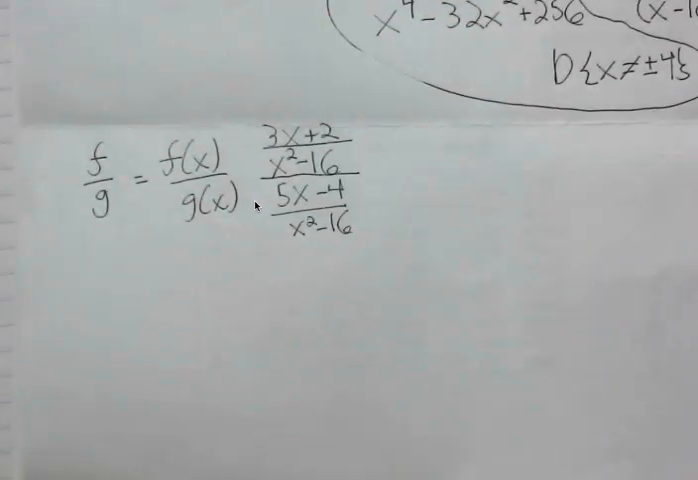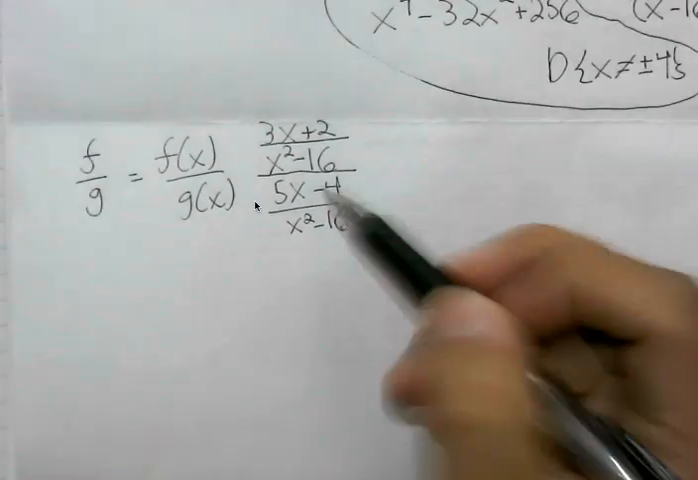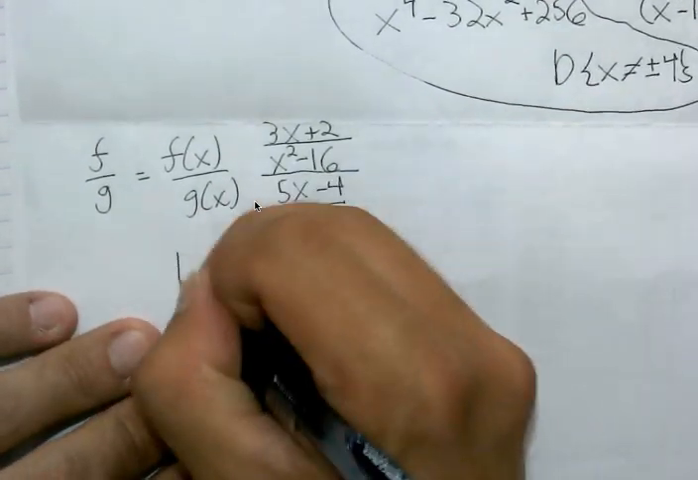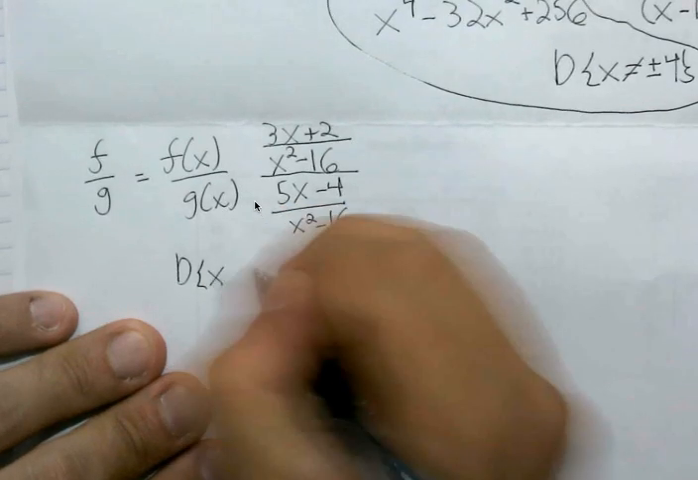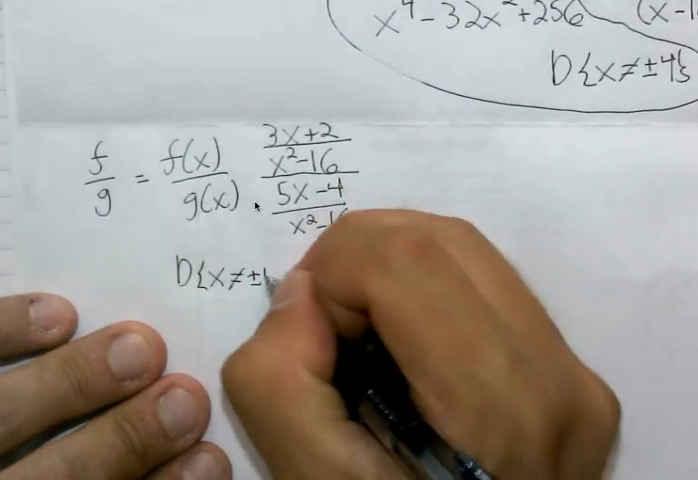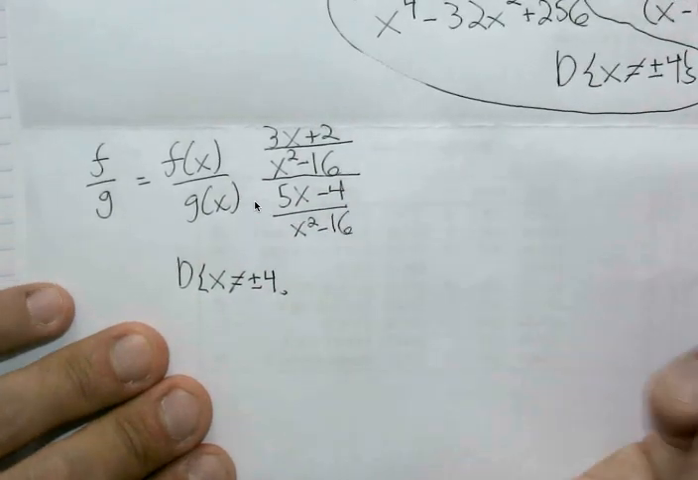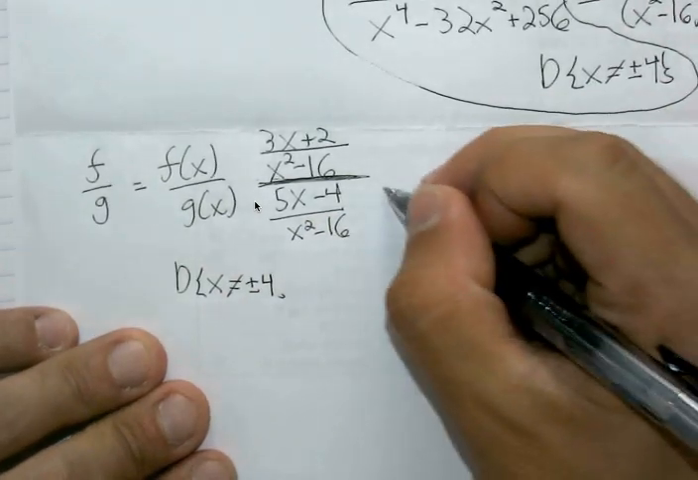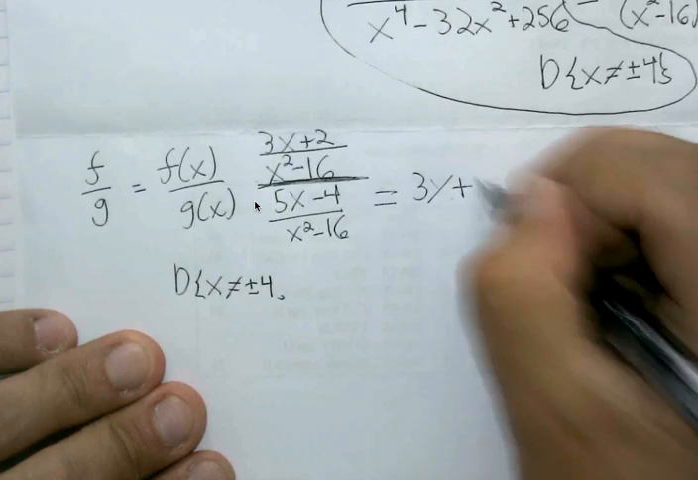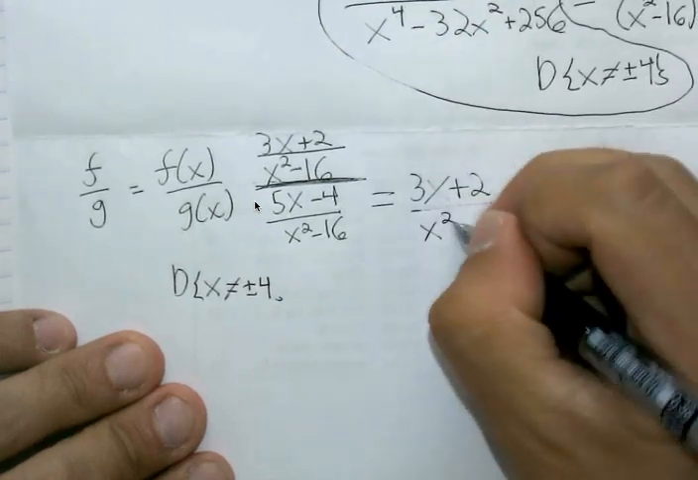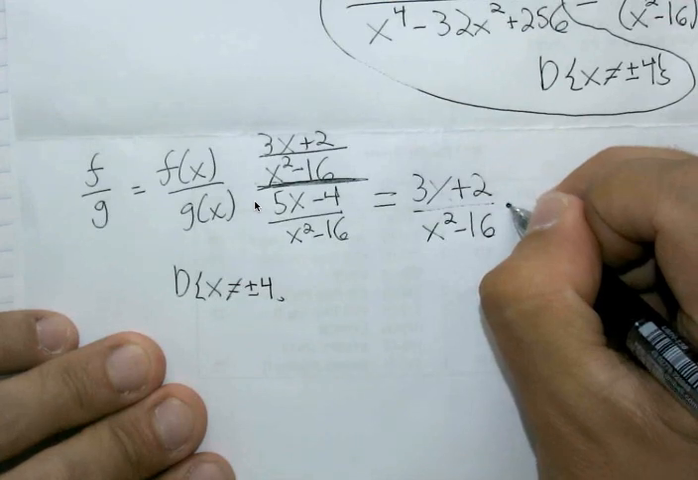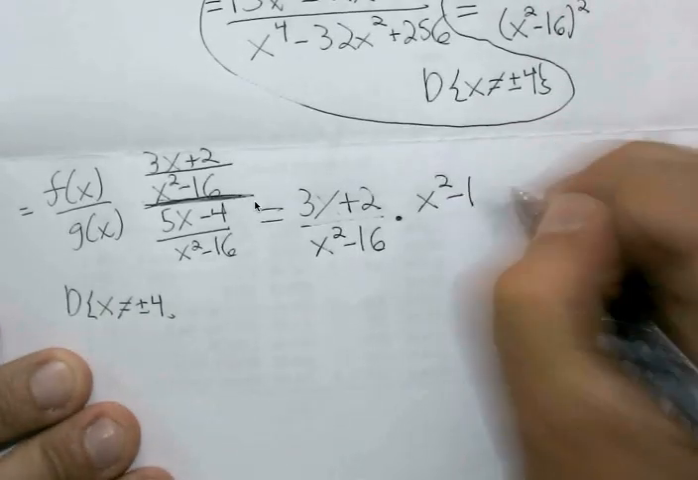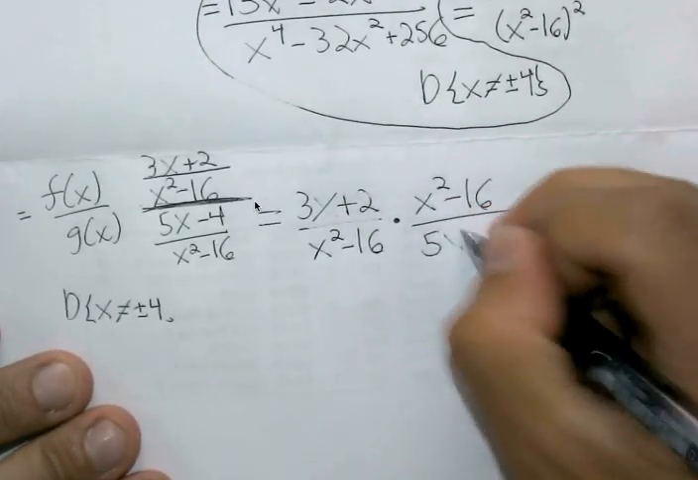We still want to make sure that there's some closure on these fractions, because if these fractions end up with 0 in the denominator, it's not going to work. So for our domain, we know that we want to have x still not equal to positive or negative 4. Since we're dividing by fractions, hopefully you remember this from way back when, we can evaluate this as the one fraction, 3x plus 2 over x squared minus 16, now multiplying with the reciprocal of the denominator, which was flipped around, x squared minus 16 over 5x minus 4.